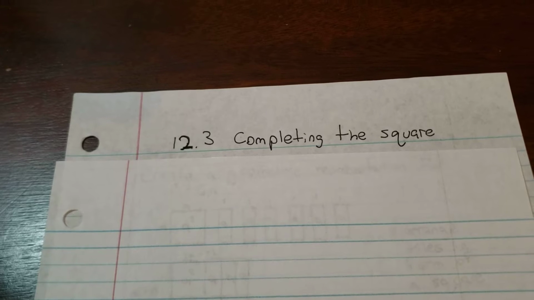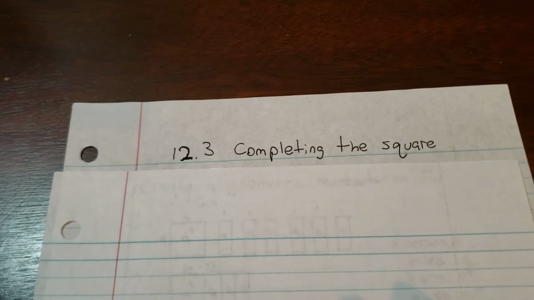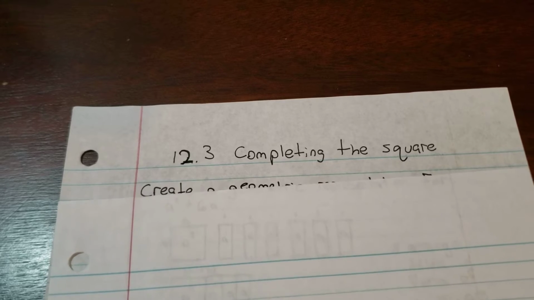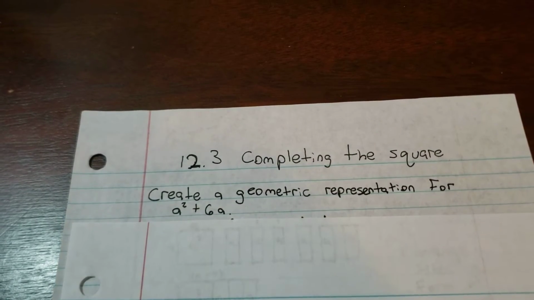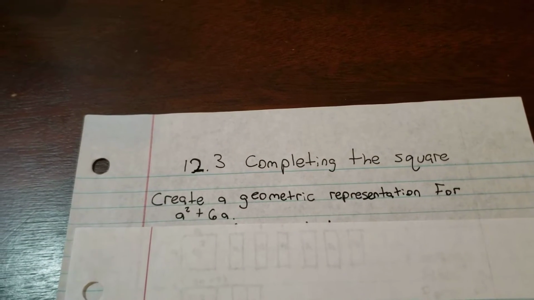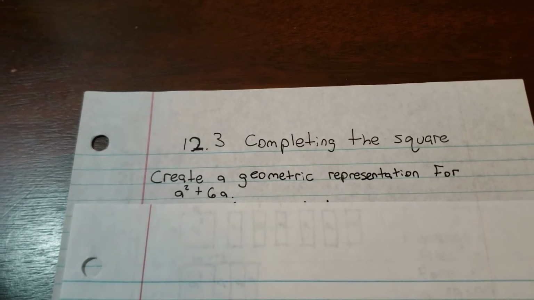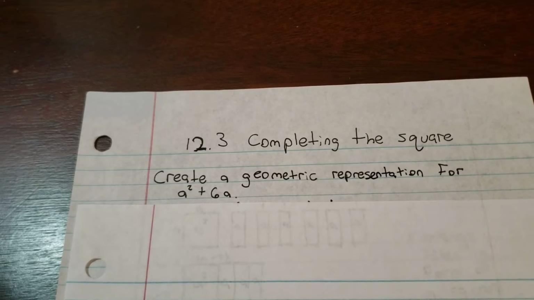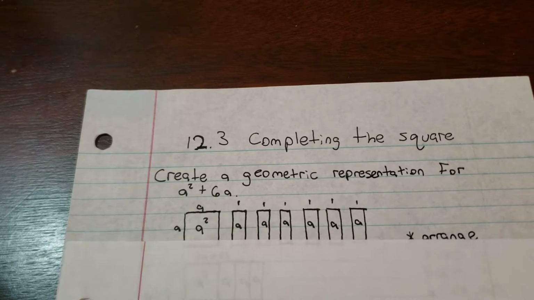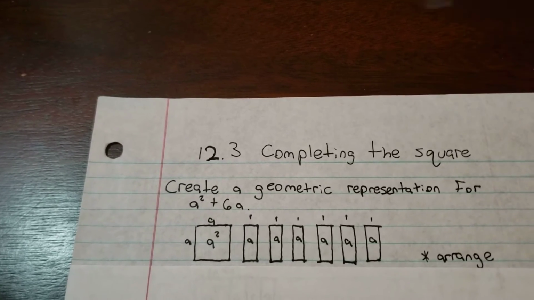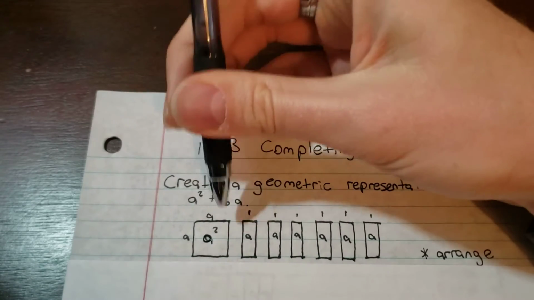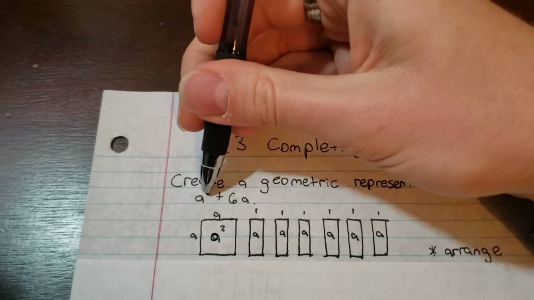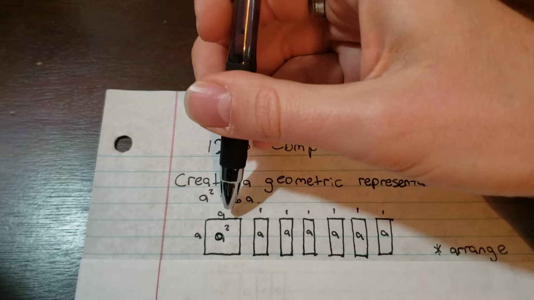Alright, so 12.3, we are completing the square. Now, this first example, this first half page is just visual. You don't need to do it this way. I know how much you guys don't like these geometric algebra tiles, but these are all A's. Sorry, my A's kind of look like 9s, but that's an A. So we're creating a representation of A squared plus 6A.